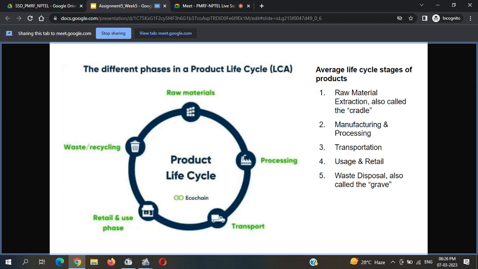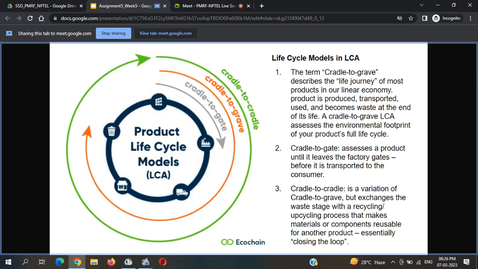And grave means it is that phase of the product where the product has been used and now it is no more of any use to the end user, and it is now either the waste will be processed or the product will be recycled for further use. Okay, so now let's see the different terms. So first is cradle to grave.